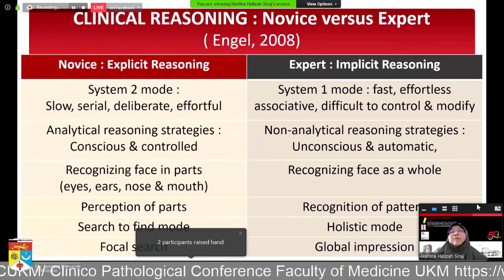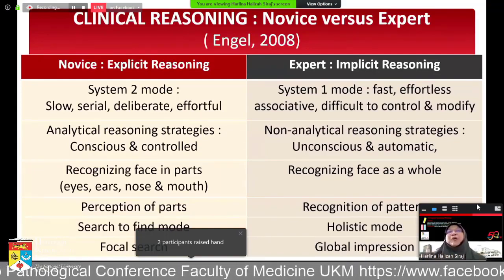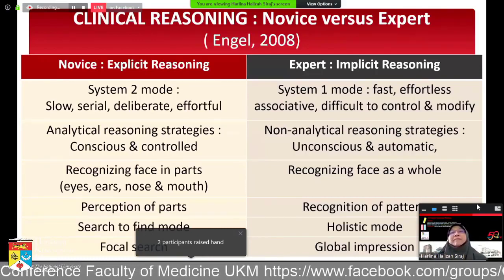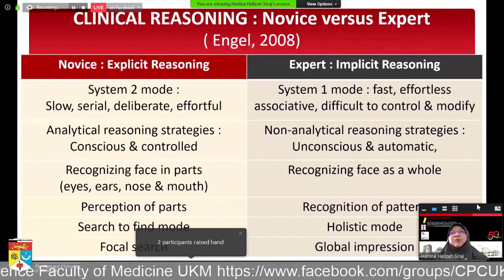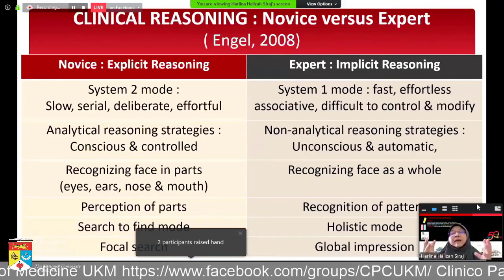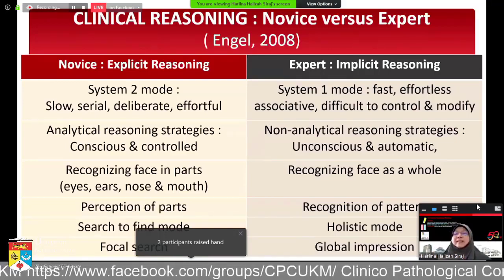And of course, this is also not without any disadvantage. But because we tend to look at things as a whole, this makes us very good at picking up symptoms or signs that give a global impression. So these are the differences.